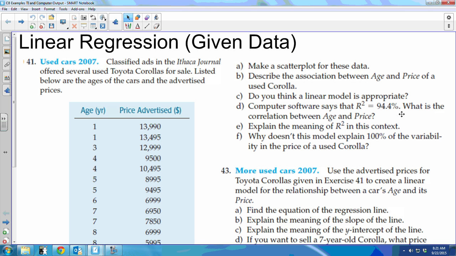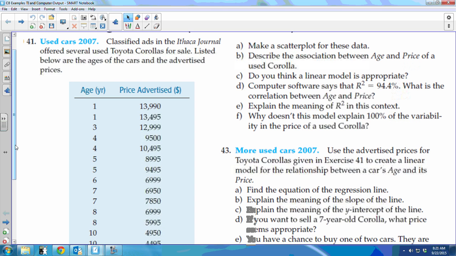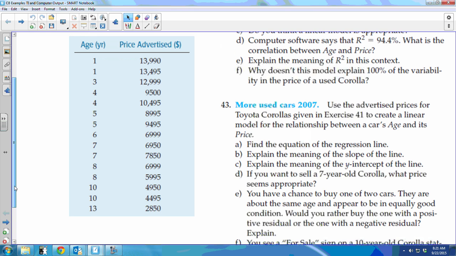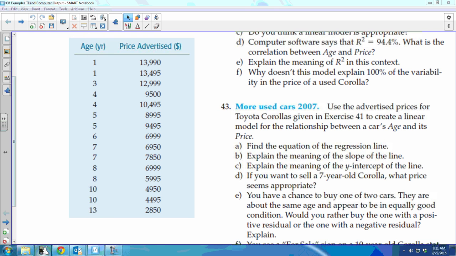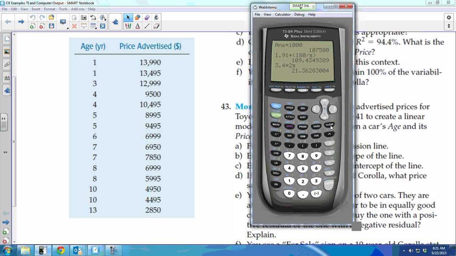So here it says classified ads in the Ithaca Journal offered several used Toyota Corollas for sale. Listed below are the ages of the cars and the advertised prices. And then it says we're going to make a scatter plot, describe the association, and so on. We're going to answer these questions. So we need to go ahead and put the data in our calculators, and we can make a scatter plot and start talking about it. And then we can answer all these other questions.